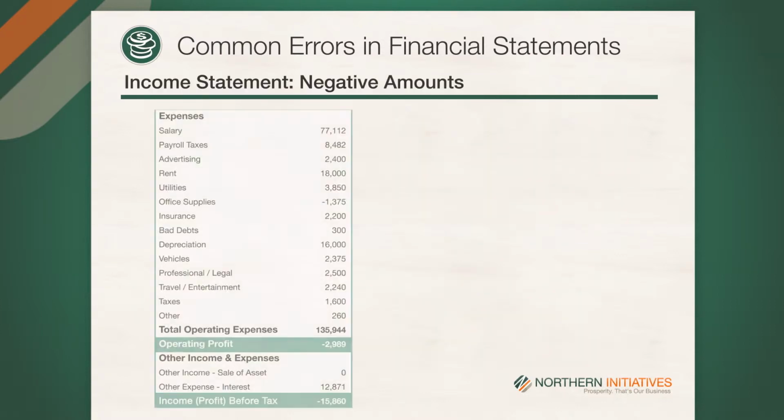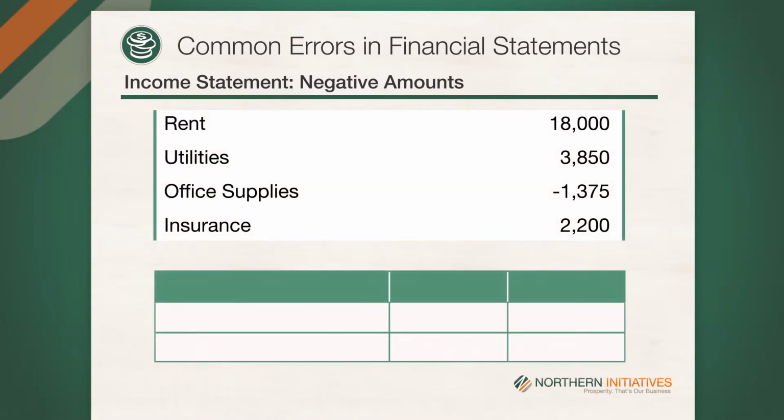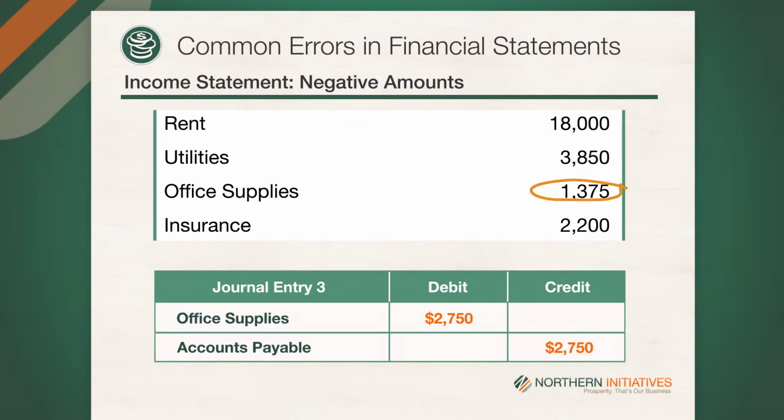Negative amounts. If a line item has a negative balance when it should be positive, a journal entry may have been entered in reverse. In the case study, office supplies purchased on credit reports an amount spent of negative $1,375, which should be positive. The correcting entry amount is $1,375 times 2 to bring the negative to zero and account for the actual transaction. The following shows how to record the transaction correctly at the start.